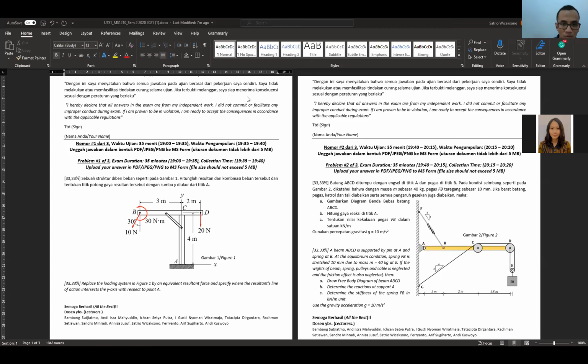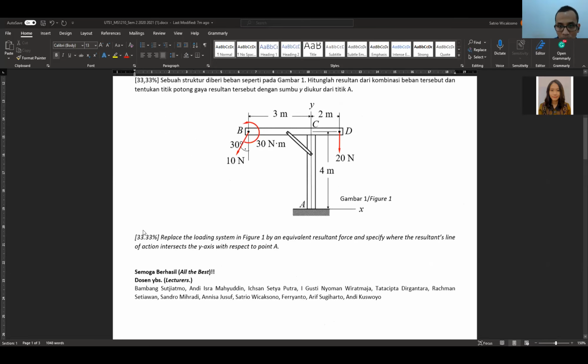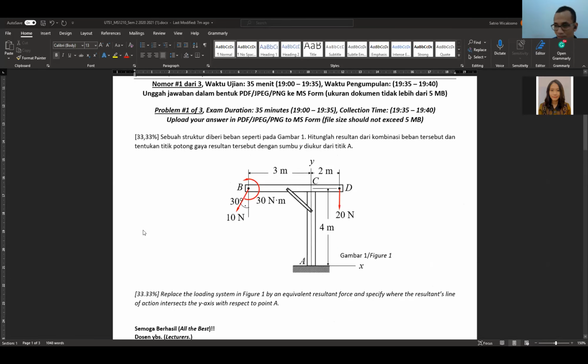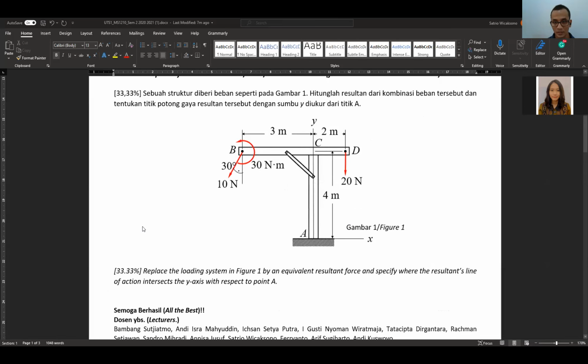On this computer, you can see this is the problem. This is problem number 1, correct? And the question is: you just need to replace all forces and moment there with one force, which is happening at the y-axis, like that.